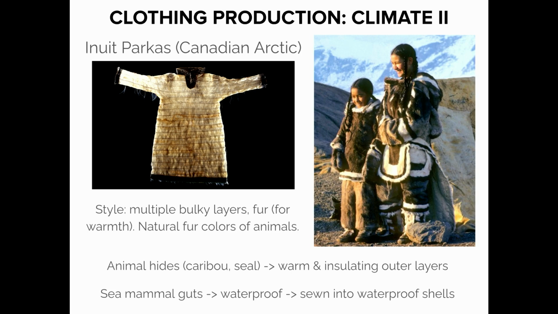In terms of the animal hides they had, it tended to be caribou and seal. They're really good for the warm, insulating outer layers. Kind of a nasty one, but super clever: they would take the internal guts of a lot of these sea mammals, because they were waterproof, and use them to sew up their backpacks to keep their own stuff dry, which is a very clever use of the materials they had around them.